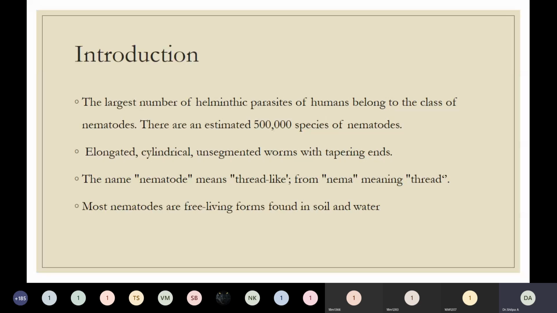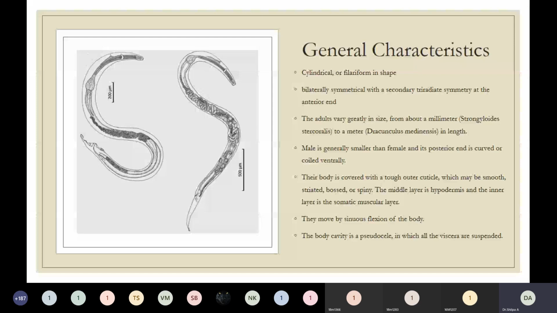Nematodes are free living forms in the soil. Now coming to the general characteristics, as you can see in the picture, they are cylindrical or filariform in shape. They are bilaterally symmetrical with secondary triradiate symmetry at the anterior end. You can see two worms in the picture. The left hand side one is the male worm and the right hand side is the female worm. At the topmost end, you can see the mouth opening, right? That is called triradiate symmetry in the anterior end.